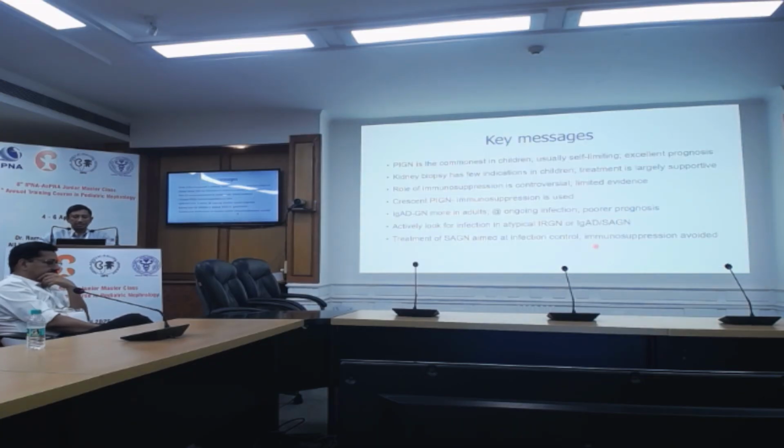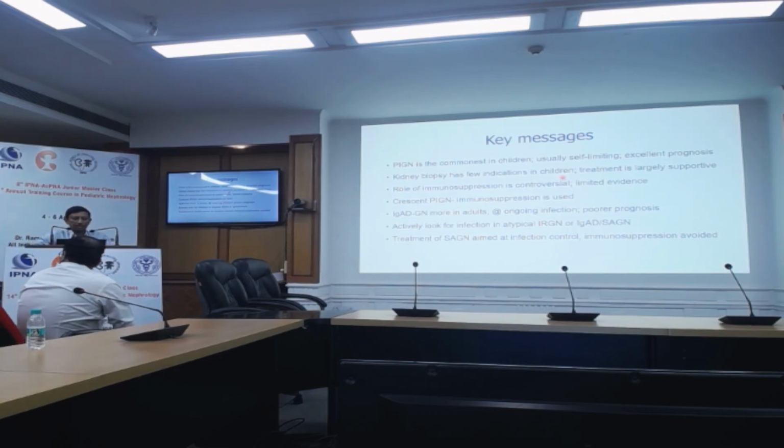So the key message is that PIGN is the commonest in children. Of this, post-streptococcal is the commonest. It's usually a self-limiting disease with excellent prognosis. Kidney biopsy has only a few indications in such children, and treatment is largely supportive. The role of immunosuppression is controversial in these with limited evidence, and only possibly for crescentic glomerulonephritis; immunosuppression is not used in these patients.